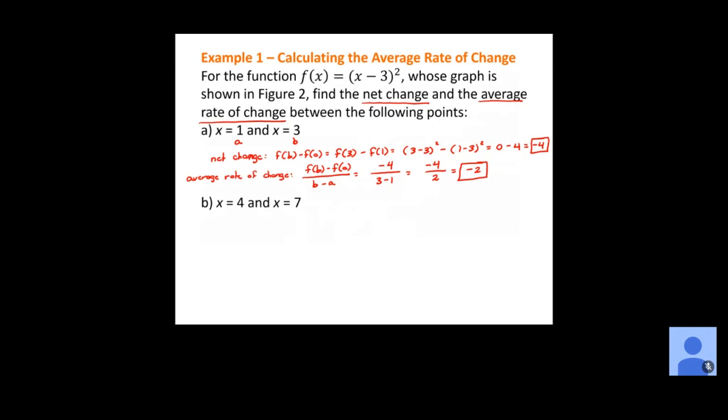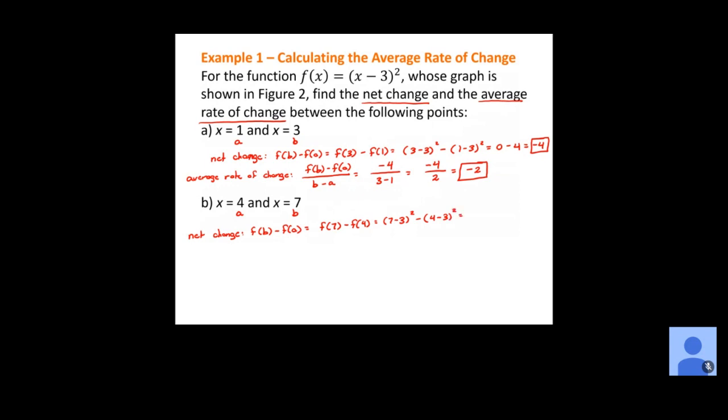All right, so now in B, we have two values again. The 4 is going to be your A. The 7 is going to be the B. So again, if we're looking at net change first, we're going to calculate f of b minus f of a. That's going to be f of 7 minus f of 4. Again, we're going to substitute those values into our function. We're going to have 7 minus 3 squared minus 4 minus 3 squared.